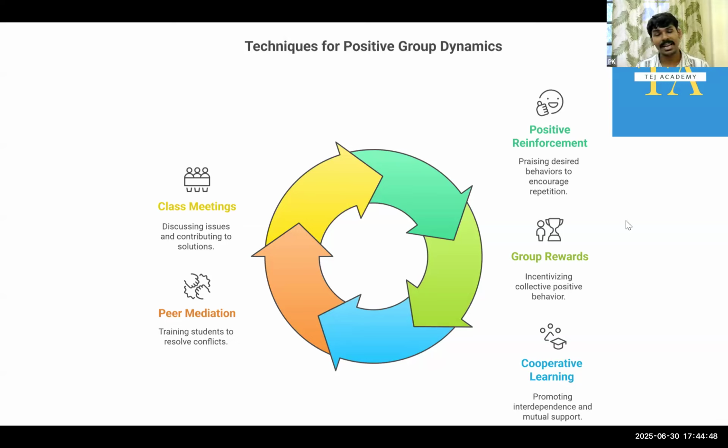Then peer mediation, training students to resolve conflict among themselves. We were talking about this in the previous slides also, where you are helping students develop the qualities where they're able to solve conflicts that arise among themselves, which is very important. Then class meetings, providing a forum for students to discuss issues and contribute to solutions. You can conduct class meetings in the classroom where students are putting forward their problems that are coming up with the group work, and then other students can try to give solutions on how to address these problems and how to go ahead with solving them. So these are the techniques for positive group dynamics.